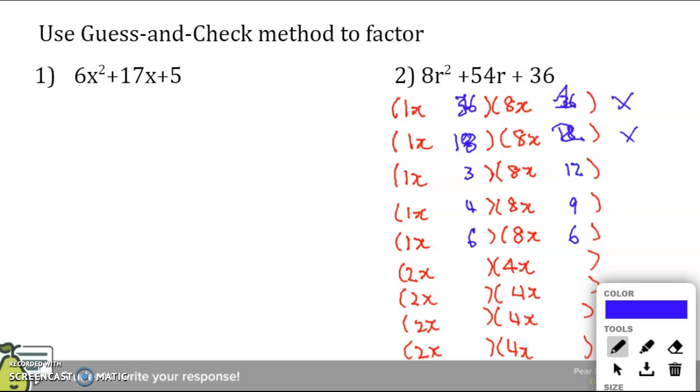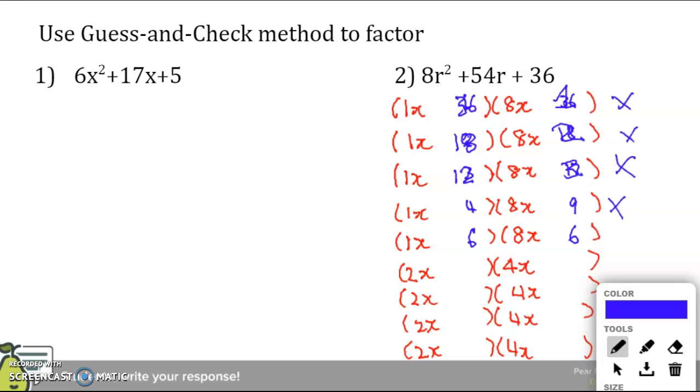All right, so then what about 3 and 12? That's 12 plus 24. We're getting bigger, but that's still not big enough. What about if we reversed it as 12 and 3? 12 and 3, that's still too big a number. So that's no good. What about 4 and 9? 1 times 9 is 9. 4 times 8 is 32. 32 plus 9 is not 54. Okay, so that's no good.